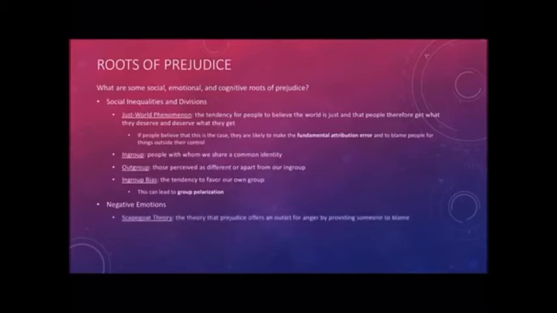For negative emotions, we've got scapegoat theory, the theory that prejudice offers an outlet for anger by providing someone to blame. For example, after the 9/11 attacks, people lashed out at innocent Arab Americans, who of course were innocent since they were alive, right? It was 9/11. And so this sort of stuff is an example of the scapegoat theory, that obviously these Arab Americans were not responsible for the 9/11 attacks, but we're going to still lash out at them and use them as a scapegoat, an outlet for our anger, and someone to blame.